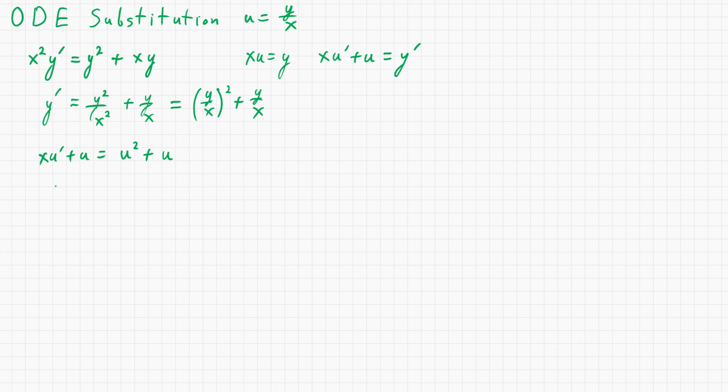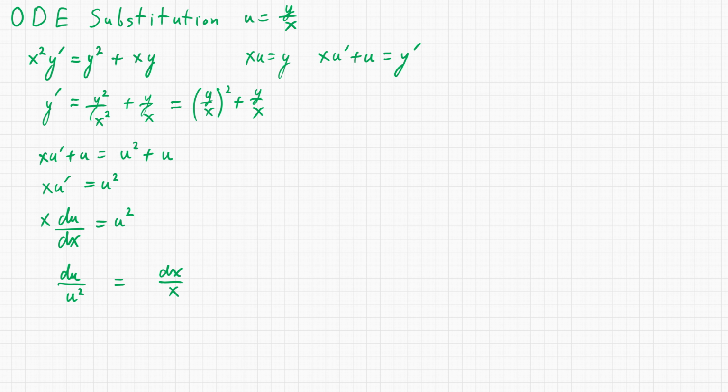So subtract the u from both sides, we get x u prime equals u squared. Well, this is a separable differential equation. Let's go ahead and do that. So this is x du dx equals u squared. All right, so let's multiply by dx, divide by x, and divide by u squared. We'll end up with du over u squared equals dx over x, I think.